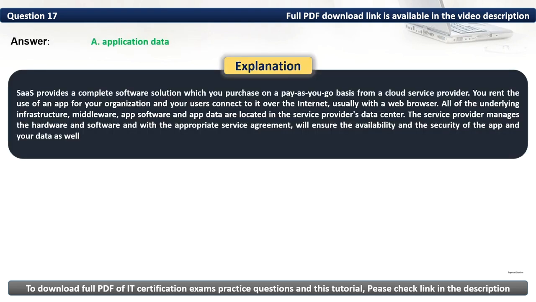Software as a service provides a complete software solution which you purchase on a pay as you go basis from a cloud service provider. You rent the use of an app for your organization and your resources connect to it over the internet, usually with a web browser. All of the underlying infrastructure, middleware, app software, and app data are located in the service provider's data center. The service provider manages the hardware and software, and with the appropriate service agreement, will ensure the availability and the security of the app and your data as well.